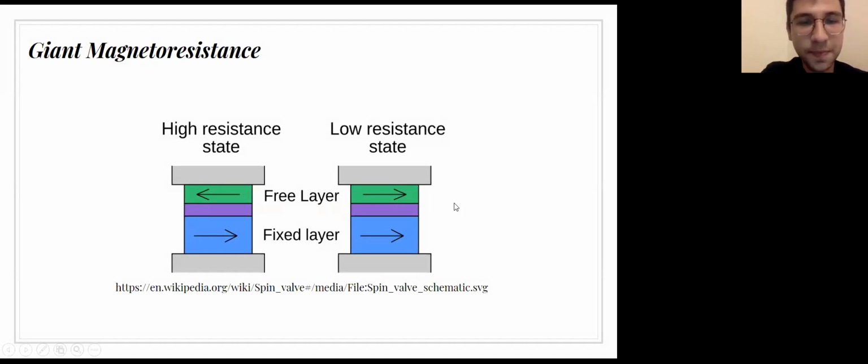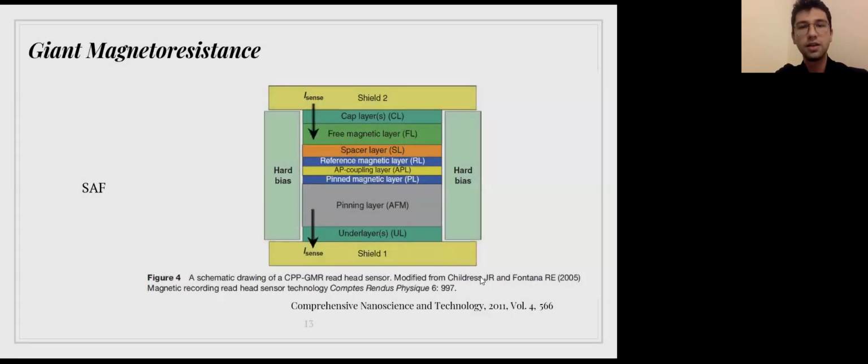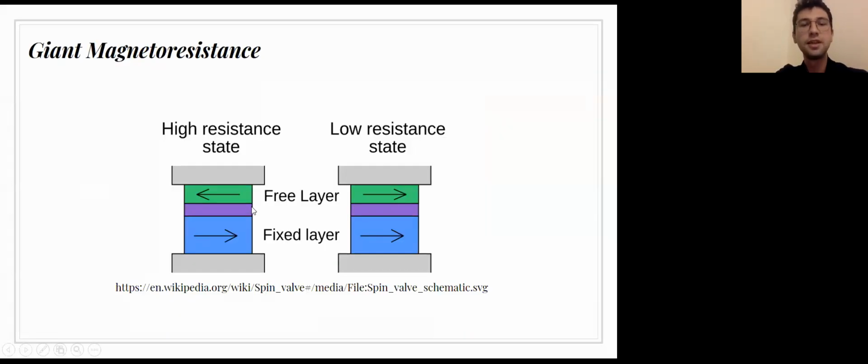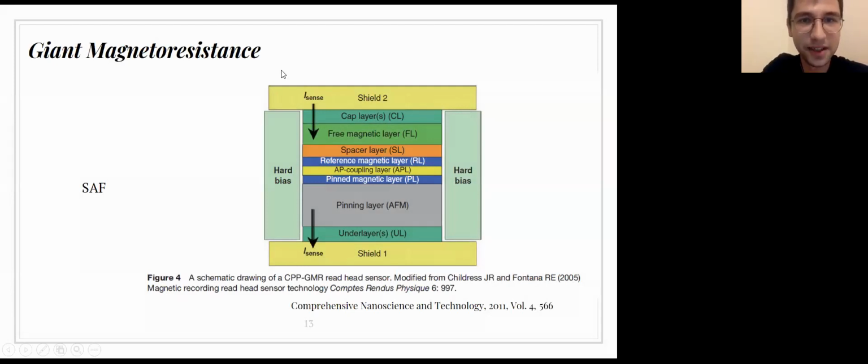So here, as we saw, we have a fixed layer and we have a free layer. With the relative orientation of magnetizations, we obtain different resistance. This structure is called a spin valve. I want you to remember this because in the next step we will see that if we fix the free layers, we will get other magnetization results. So okay, giant magnetoresistance.